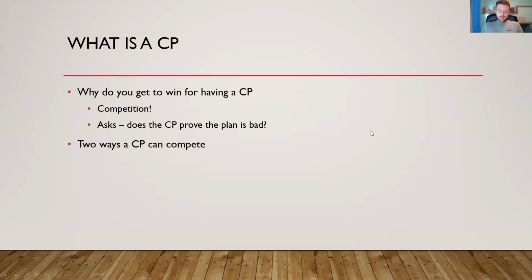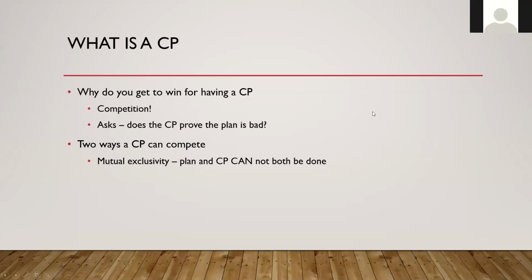And this maps onto the two ways that we normally think about a counterplan competing. Someone give me one of those ways. Two ways that a counterplan can compete or prove the plan is bad. Zoe, yeah. You can't do both, or you shouldn't do both. Yeah, those are the two, exactly. Mutual exclusivity is the first one, and it's that the plan and counterplan cannot both be done at once. So the plan increases water protection, the counterplan decreases it.